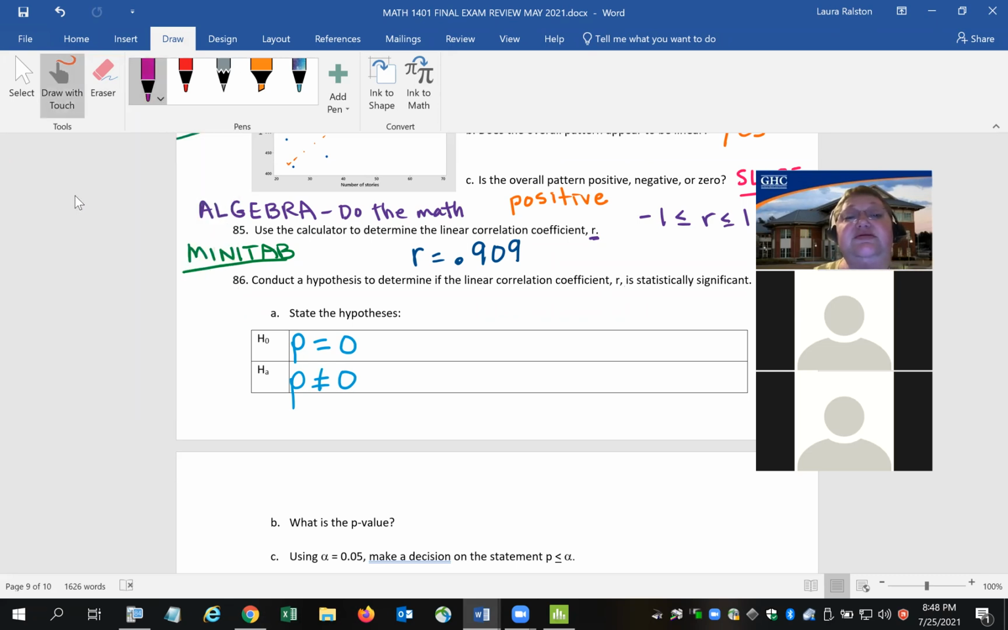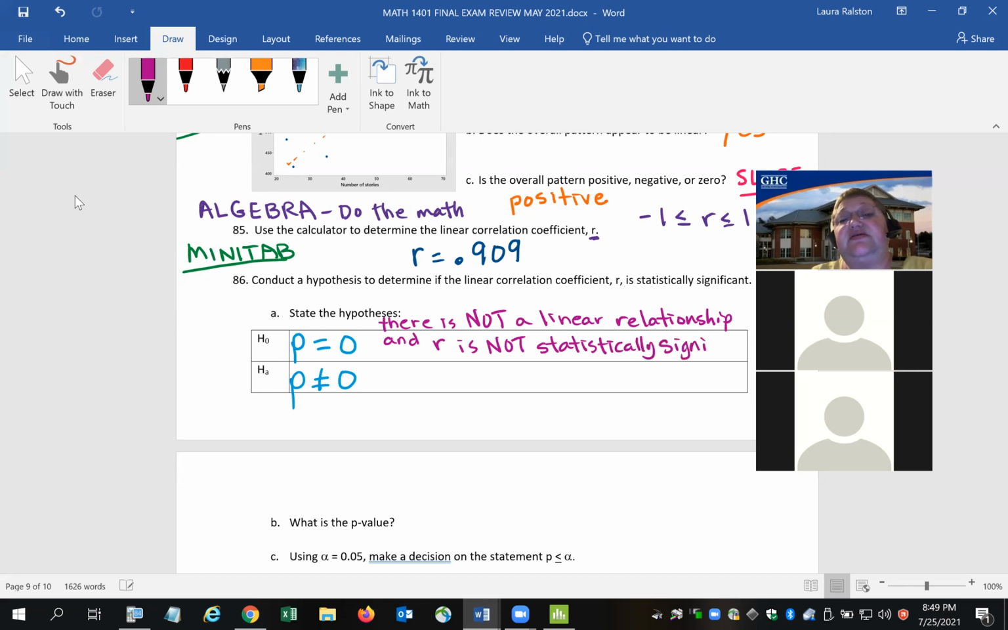If rho equals 0, that means there is not a linear relationship and R is not statistically significant.